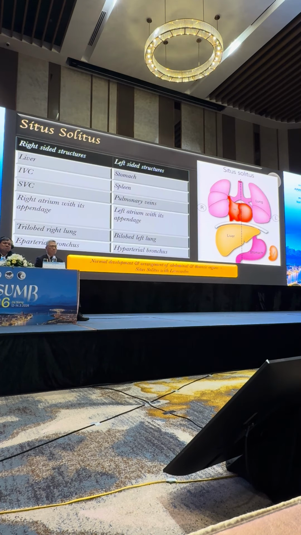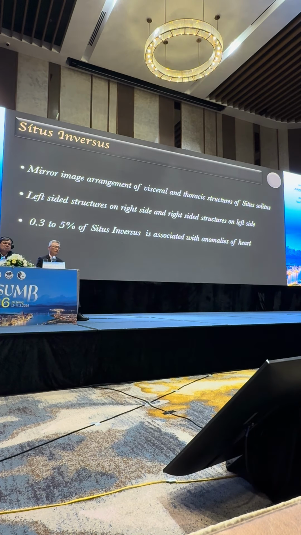Whenever there is a switch or a mirror image arrangement of these visceral and thoracic structures, other than situs solitus, then we call it situs inversus. The reason is very clear: from the beginning of our evaluation of the fetal heart, we follow what's called the sequential segmental evaluation, where we start from the upper abdomen of the fetus, wherein the relationship between the apex of the heart and the stomach has to be established.